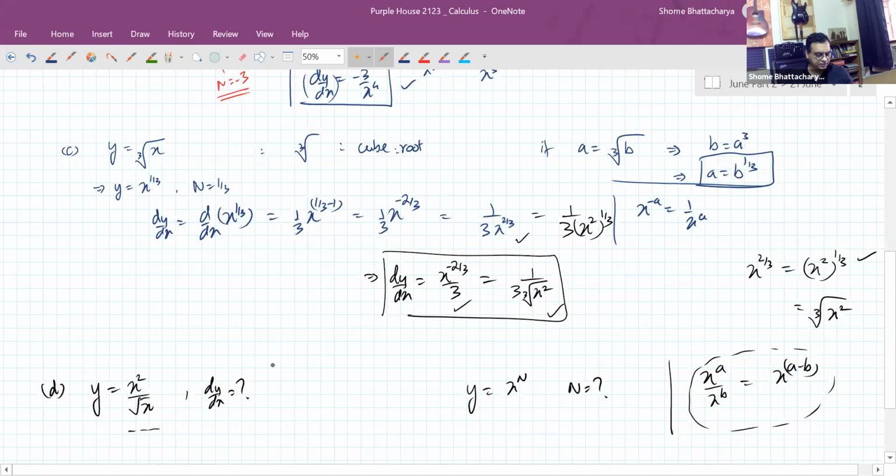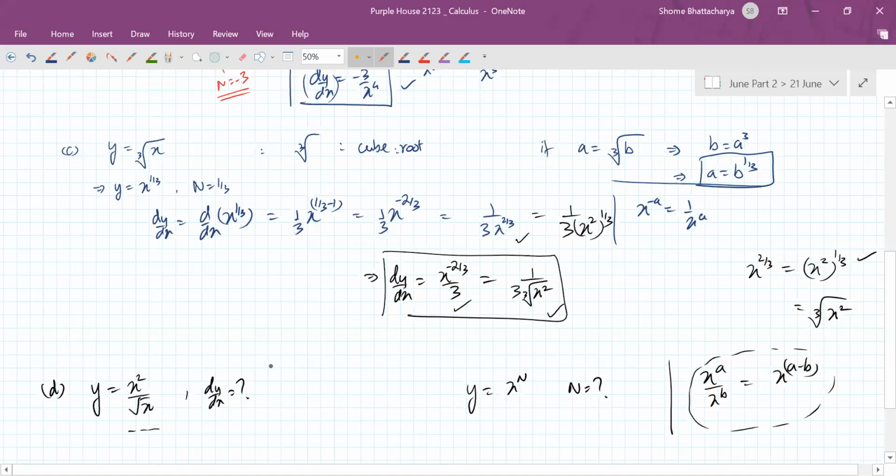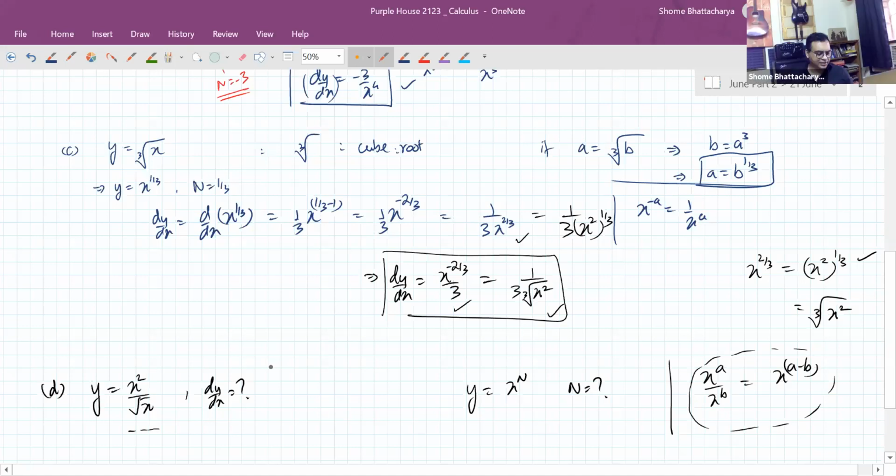Okay, so by doing that, I think it becomes quite easy after that how to do the differentiation. So what is the value of capital N that you're getting over here? The single power of x? 3/2. Yes, very good. It will be 3/2. 3 by 2. 2 minus half. So that will be 3 by 2.